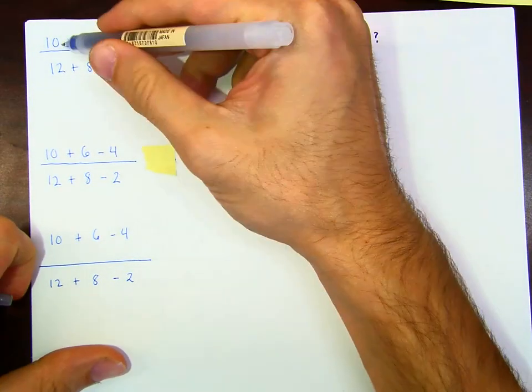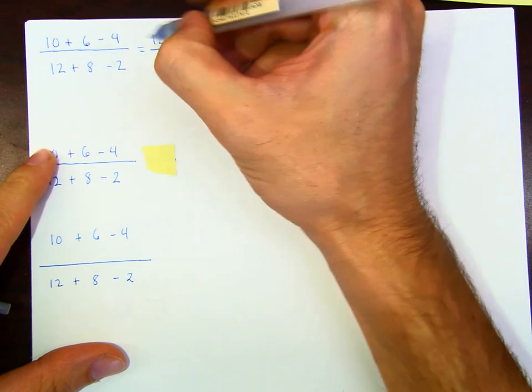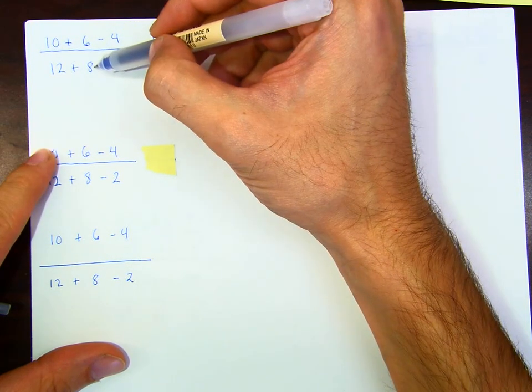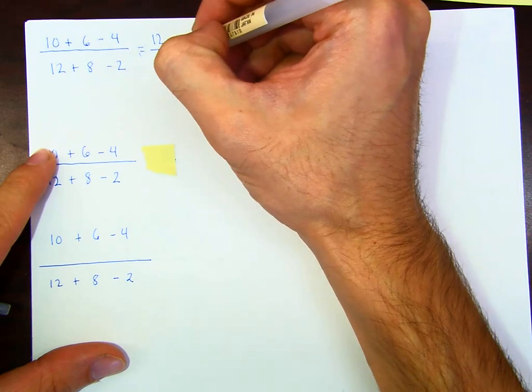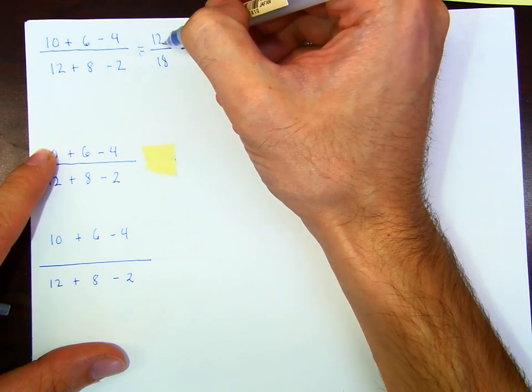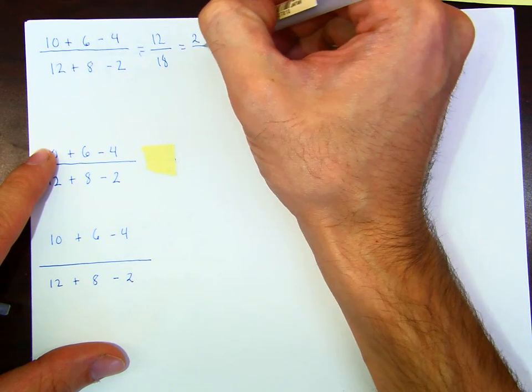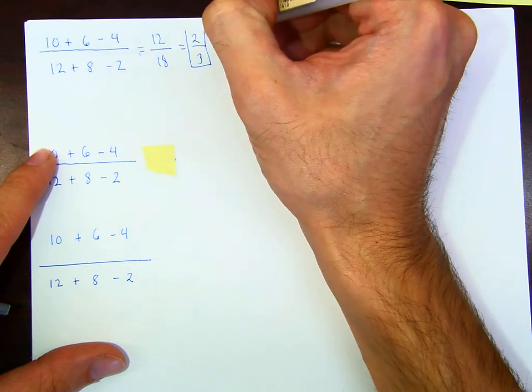So now, what's 10 plus 6? It's 16. 16 minus 4 is 12, okay? And then what's 12 plus 8? It's 20. 20 minus 2 is 18. And notice if you simplify this fraction, the greatest common factor is 6, right? So divide this by 6, you get 2. Divide this by 6, you get 3, okay?